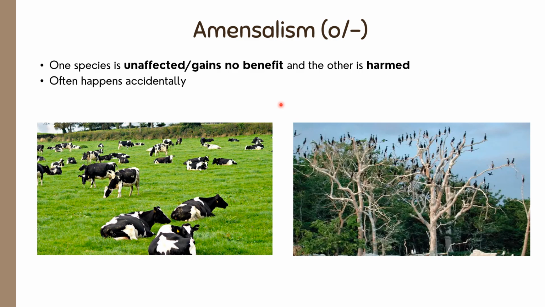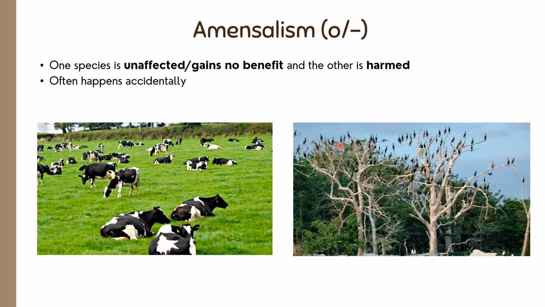This doesn't benefit the cows in any way. So they are not benefited at all by killing the grass by accident. But the grass is killed, so they are harmed, very much so in this. And so it's an accidental interaction, I guess, where the cows are neutral, the grass is harmed.